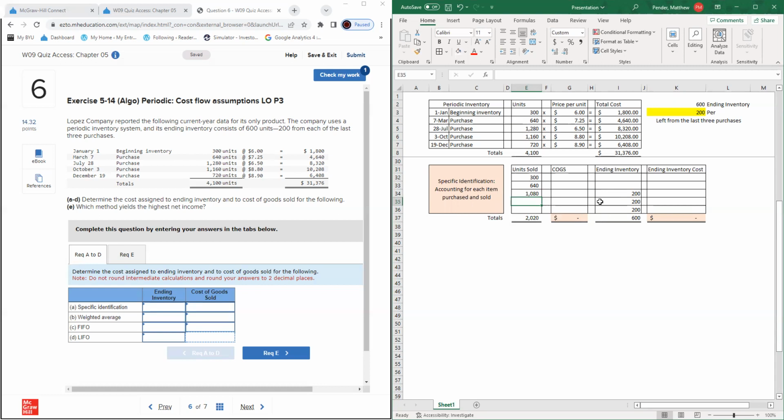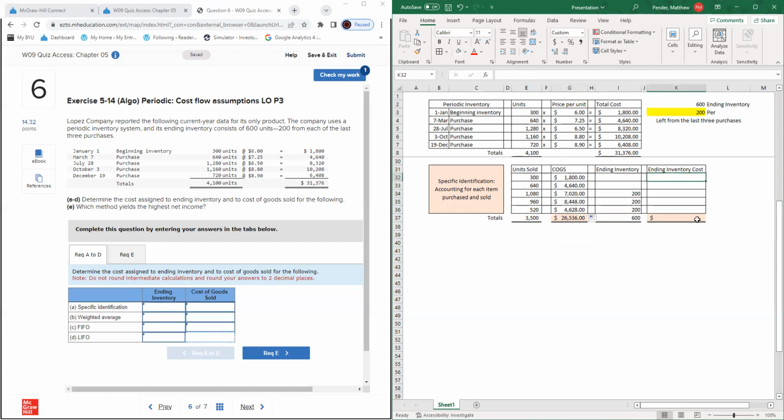And from there, since this number is the same, I can click and drag it down to the bottom to find that my ending inventory is 3,500. Then from there, I can calculate cost of goods sold: ending inventory multiplied by the total price per unit. It gives me cost of goods sold for each of these.